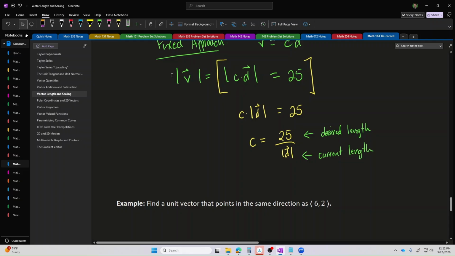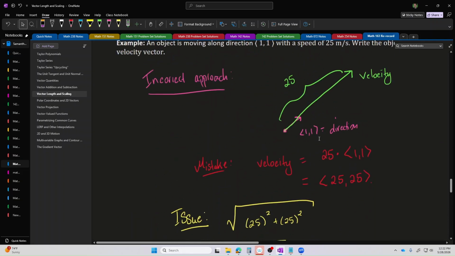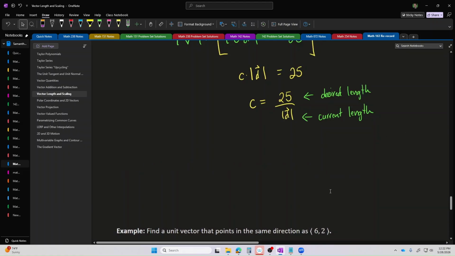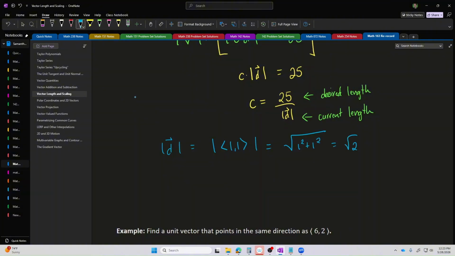So to rescale this vector so that it has a length of 25 in the end, I need to take the vector, divide out the length it has right now, and then multiply by the length of 25 that I want. So let's figure out the length of the direction vector that I have right now. The length of the direction vector 1 comma 1 is equal to the square root of 1 squared plus 1 squared. So that's square root 2.